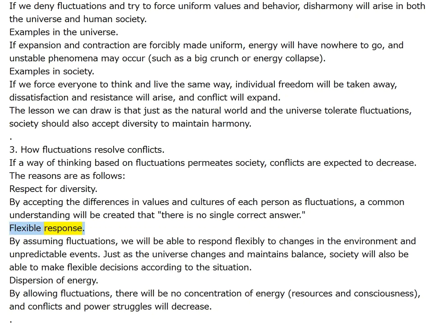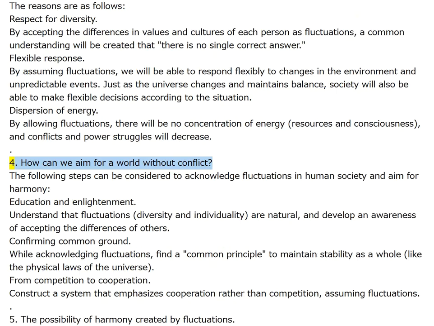Flexible response. By assuming fluctuations, we will be able to respond flexibly to changes in the environment and unpredictable events. Just as the universe changes and maintains balance, society will also be able to make flexible decisions according to the situation. Dispersion of energy. By allowing fluctuations, there will be no concentration of energy, resources, and consciousness, and conflicts and power struggles will decrease. 4. How can we aim for a world without conflict?